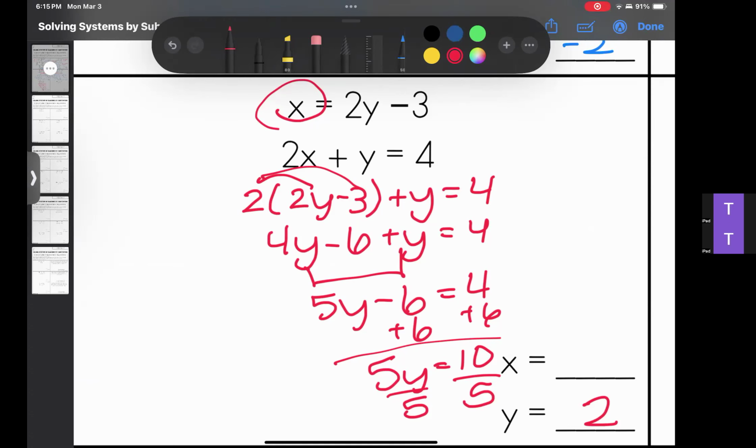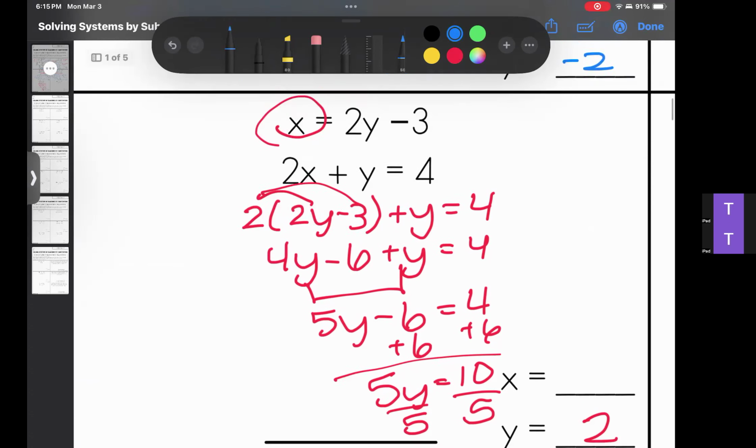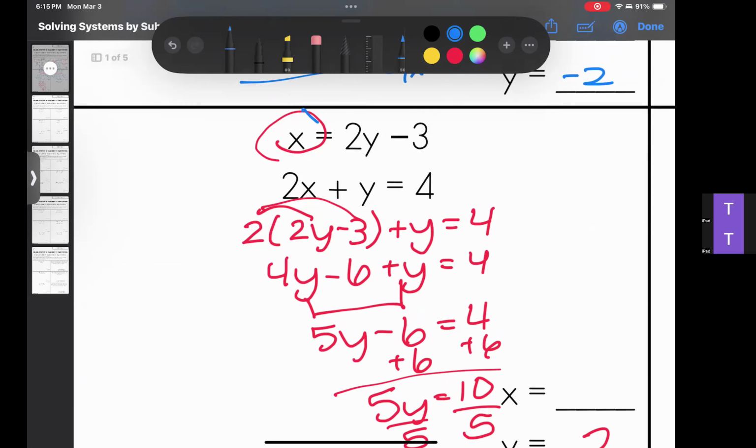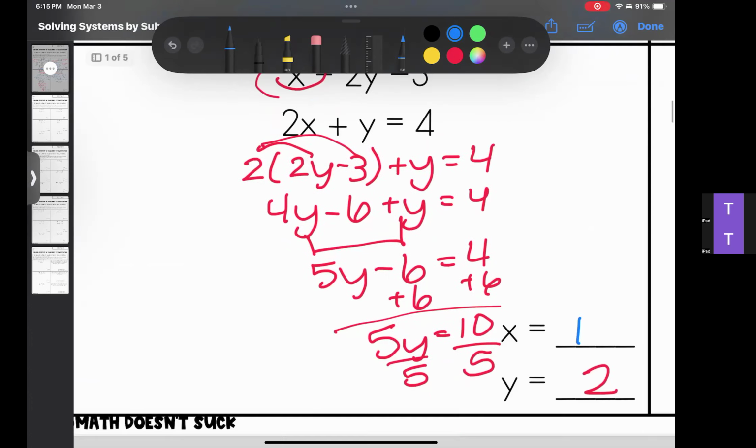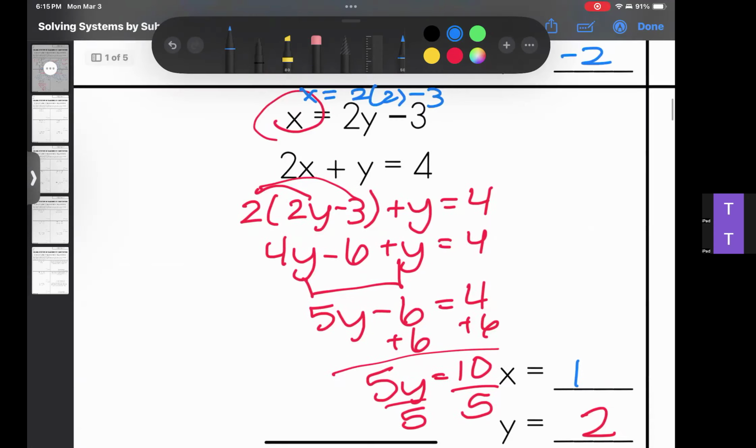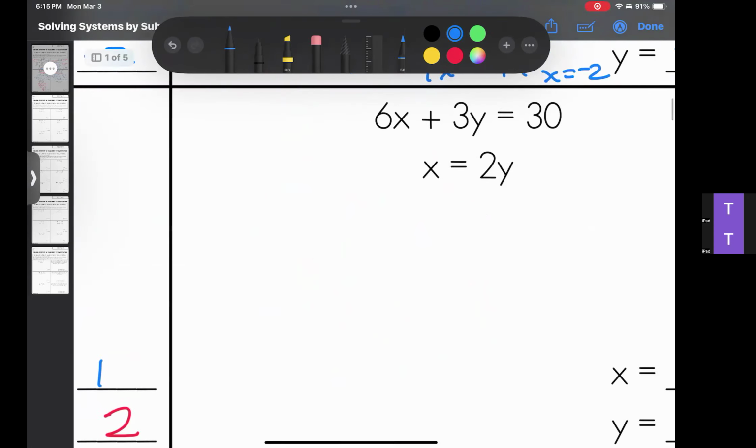And then I'm going to take it right here and substitute it into this one. X is equal to 2 times 2 minus 3. This would be 4 minus 3, which is 1. So x is 1 and y is 2, and we can substitute it in and check it out.